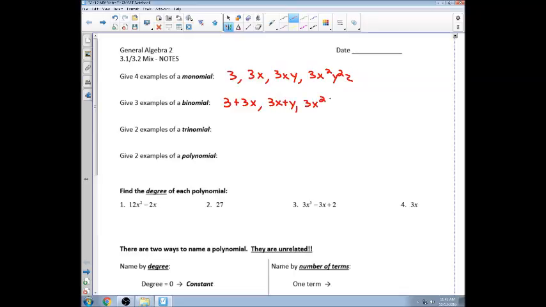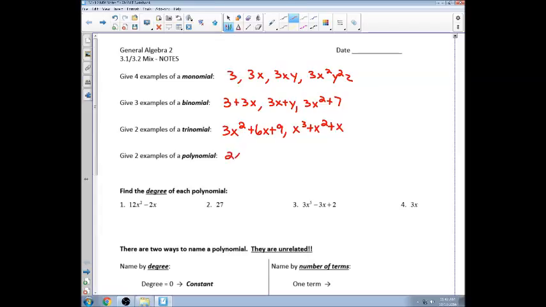3x squared plus 7. Trinomial will have 3 monomials, all added or subtracted together. So 3x squared plus 6x plus 9. X cubed plus x squared plus x. And a polynomial is going to be anything that has 4 or more monomials that are added or subtracted together.